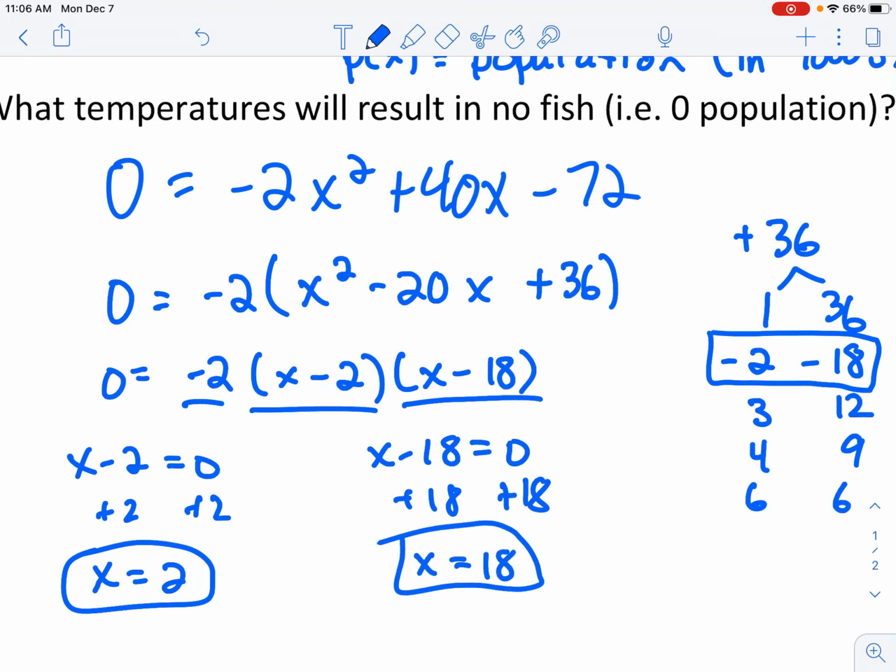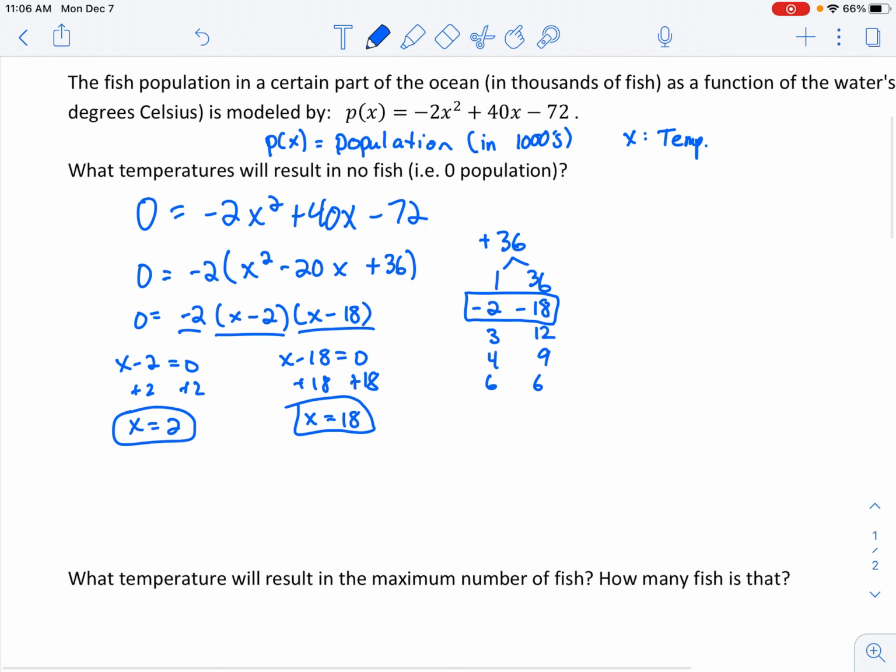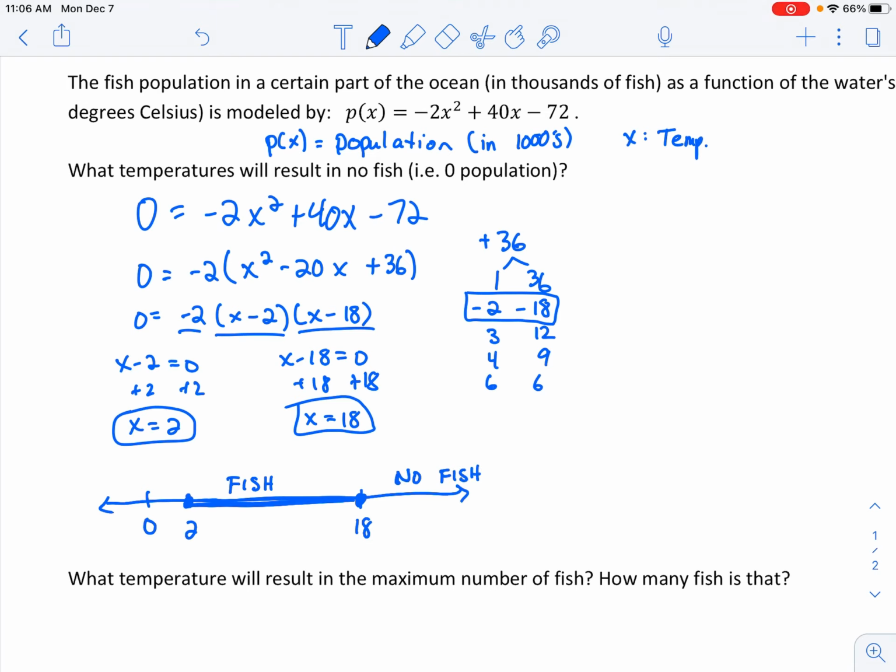So the question is, what temperature will result in no fish? Well, that's at 2 degrees and 18 degrees Celsius. Just to get a sense of what they're saying here, if this is 0 degrees, here's 2 degrees, here's 18 degrees. Anywhere between 2 and 18 degrees, there will be fish present. Anywhere outside of that, there will be no fish. It's a sad day for your math teachers.